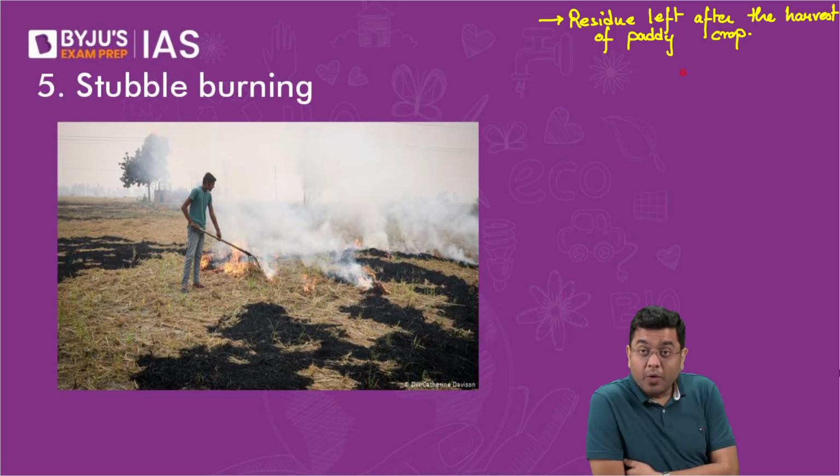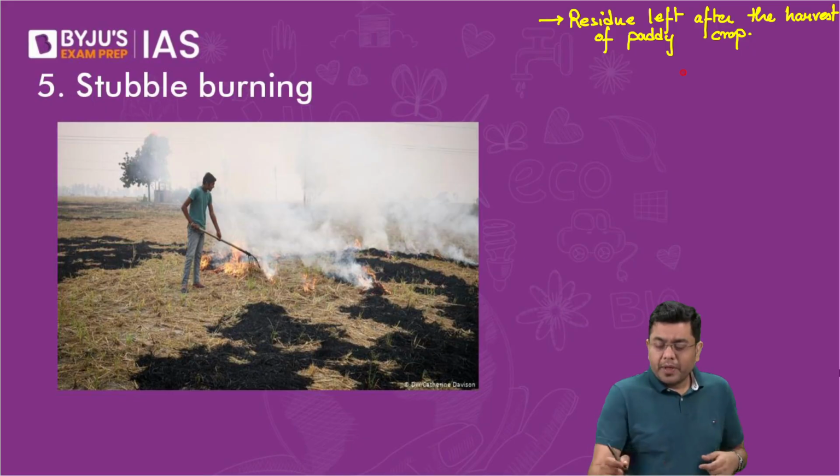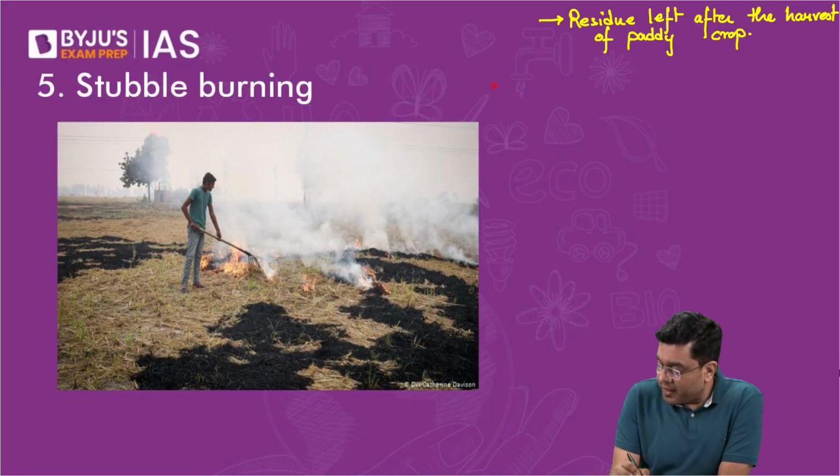So every year, why does this stubble burning happen? And that too only in the northern part of the country. Why is it so? So that is because here paddy is kharif crop.